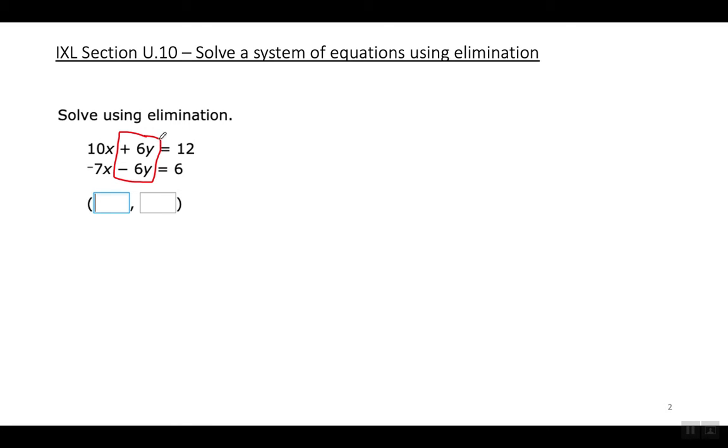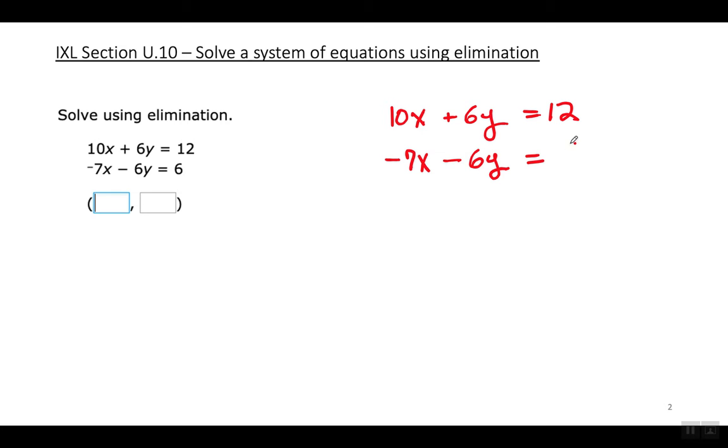But basically, once you have that situation where you have opposite y terms or it could be opposite x terms, they both work, okay? So once I have that situation, that allows me to do this. Let me write the question. Let me write the system of equations over here. Let me write that better. 10x plus 6y equals 12. And then negative 7x minus 6y equals 6.